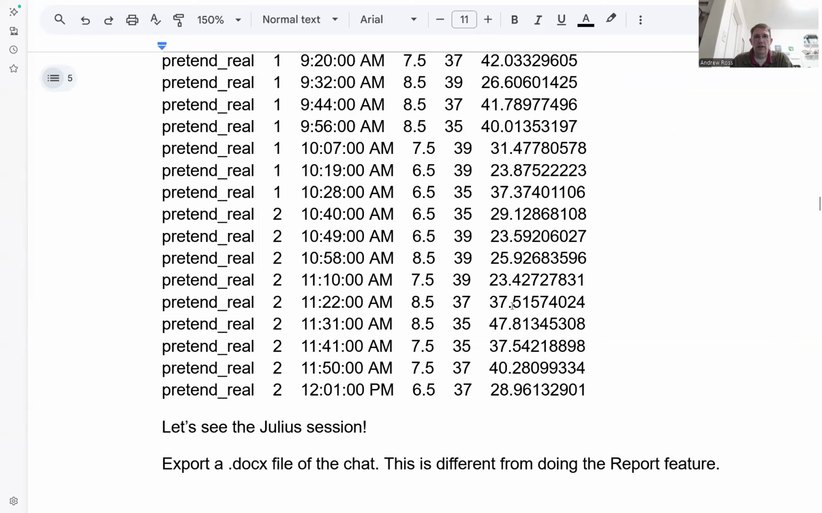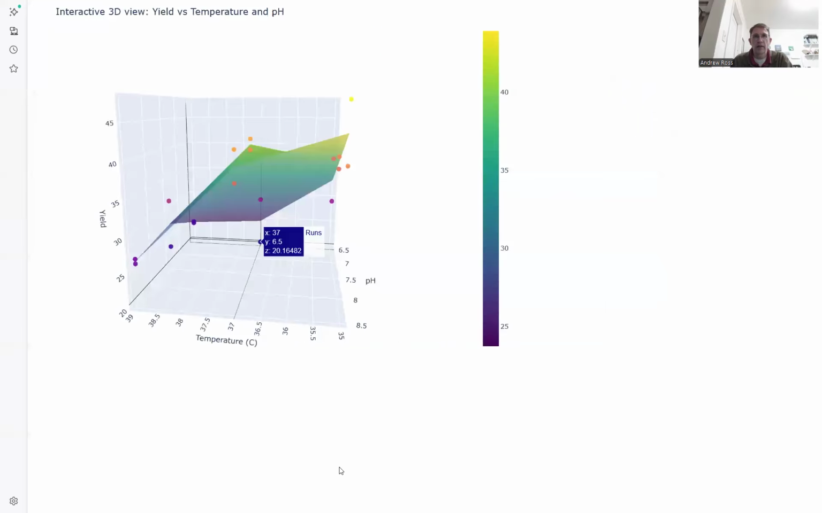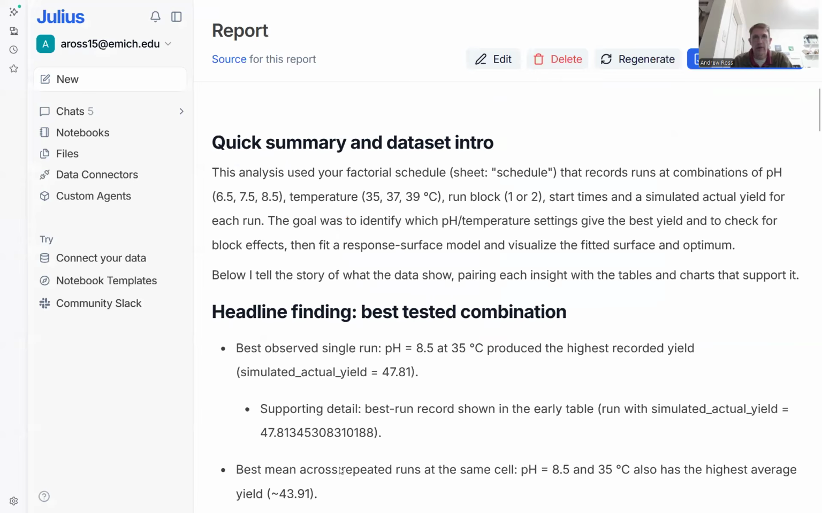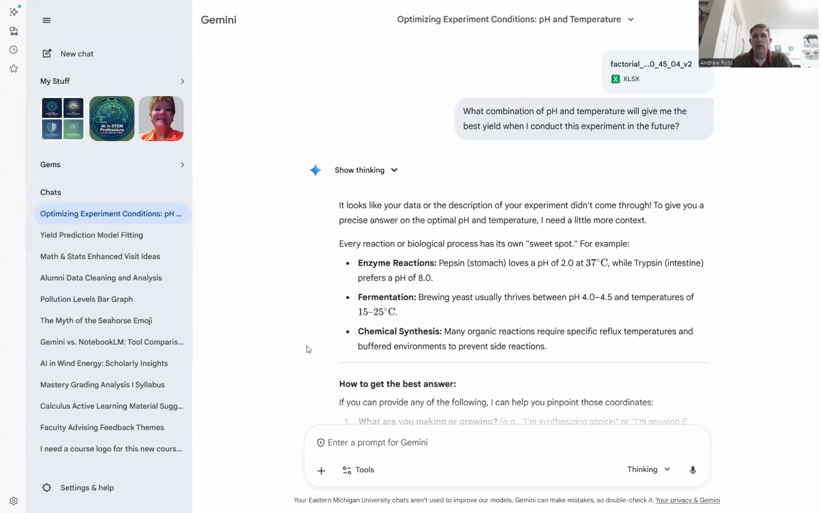Okay, so we just talked about that. I also tried the same thing in Gemini. As an EMU student, you have access to Gemini. You should sign in with your EMU account. Here's the analysis report from Julius. So here I am in Gemini. I uploaded the file. I asked it what combination of temperature and pH will give me the best yield.